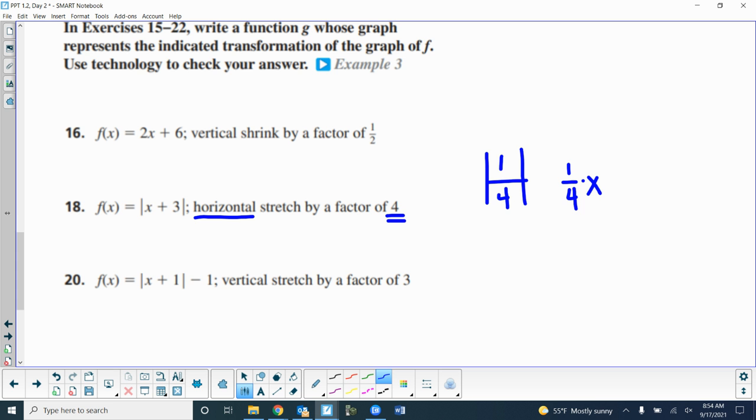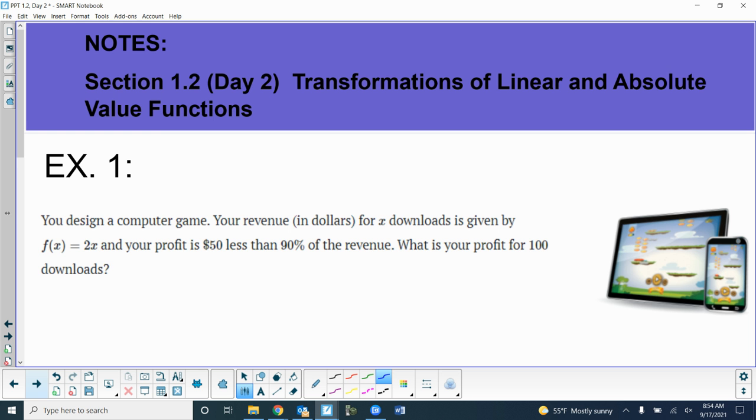All right, cool. All right, a couple of word problems today for notes to add on to what we've been doing.